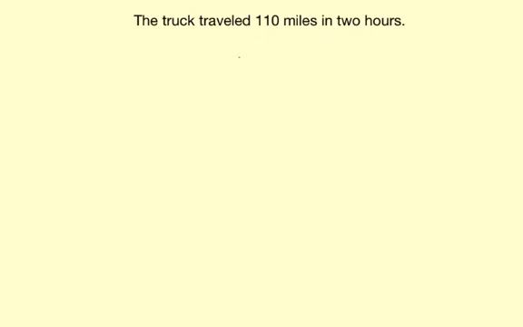So the big picture for this lesson is rates. Now a rate compares two quantities, something per something. Here's an example of what we can do to get a rate. The truck traveled 110 miles in 2 hours.